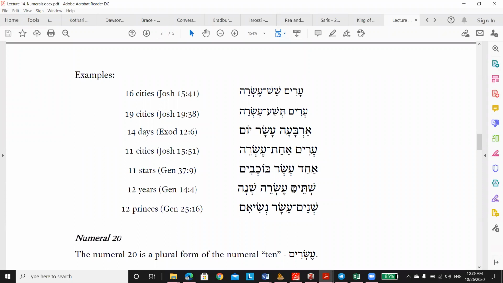12 years. So pay attention that Shana is also a year, but it is singular. So they can say Shanim, but in most of the cases they use the singular noun, Shana. So they don't put it in a plural form. Shteim Esre Shana. Shana is feminine, so everything should be feminine, because 12 is also an exception. And Shneim Asar Nasiim. Nasi is a prince. Nasiim is 12 princes.